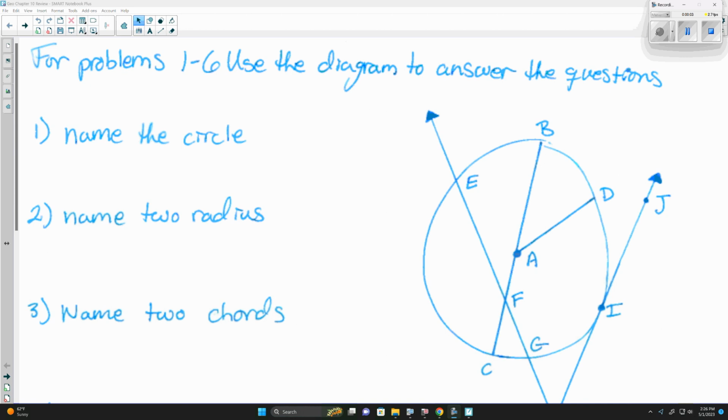All right, guys, we're going to go on and get started going over the review sheet. Now, the first thing we're looking at is problems 1 through 6.